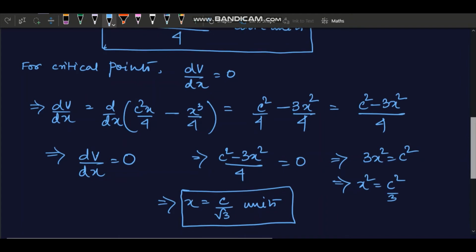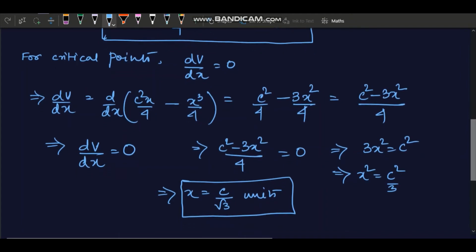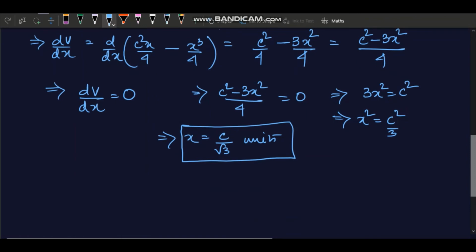Now once we have got the value of x, we will first find out the second order derivative of V with respect to x and substitute the value of x to check whether it is coming out to be negative. Because if d²V/dx² is negative, then only we can say that the volume will be maximum. So let us find out the second order derivative.